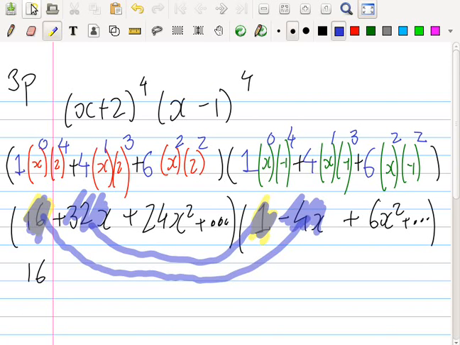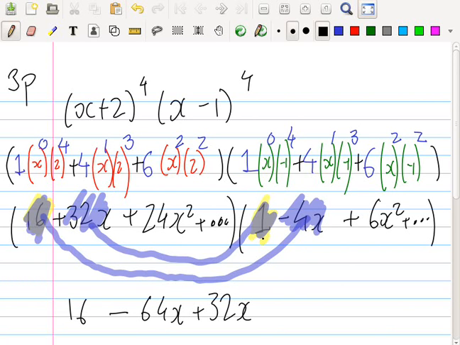Let me write this down further. Okay, so what would they be? That would be 16 minus 64x plus 32x from those two. That's x, isn't it? 16 times 4. Hang on. It's 64, isn't it? And then 32x times 1 is 32. Yeah, no, it's not 128. It's minus 32x. You got your sign wrong on the calculator.